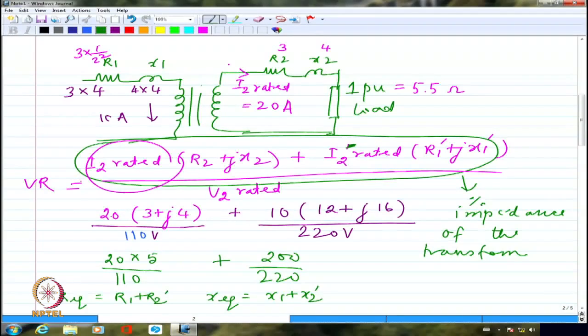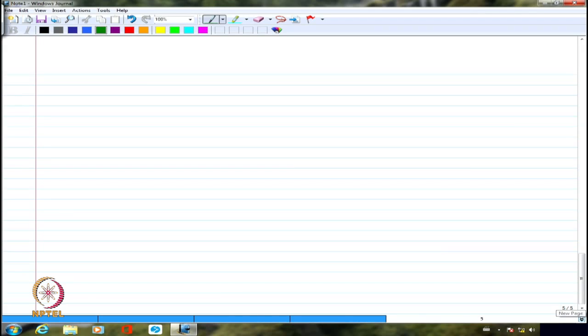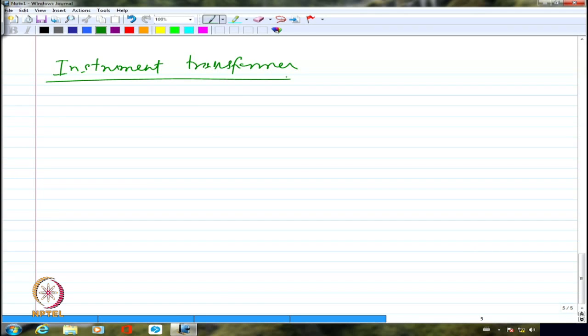Before we venture into the three-phase transformer, let us try to just take a quick look at current transformer and potential transformer. That will complete our discussion on single-phase transformers. So let us try to look at one of the special transformers which is known as instrument transformer. The name instrument transformer comes from the fact that this is being used for measurement and instrumentation.